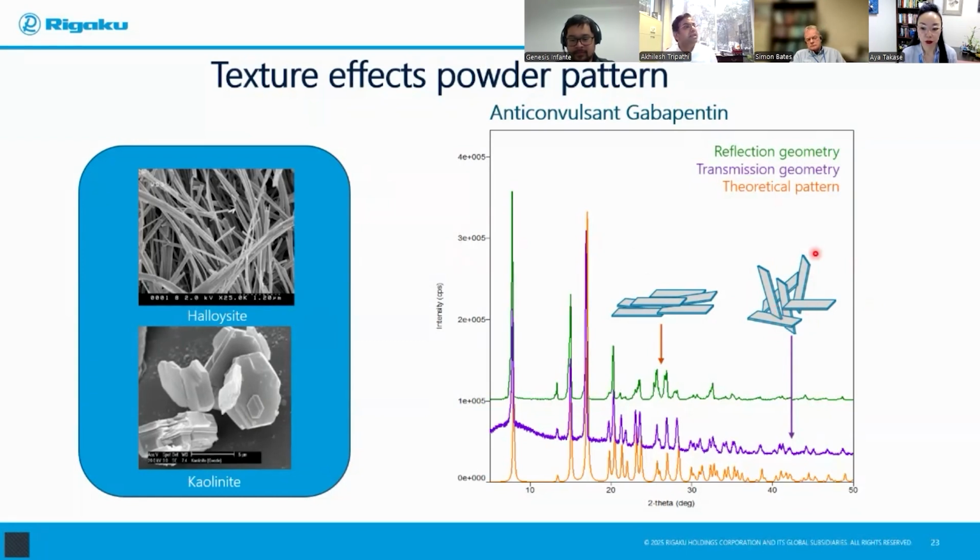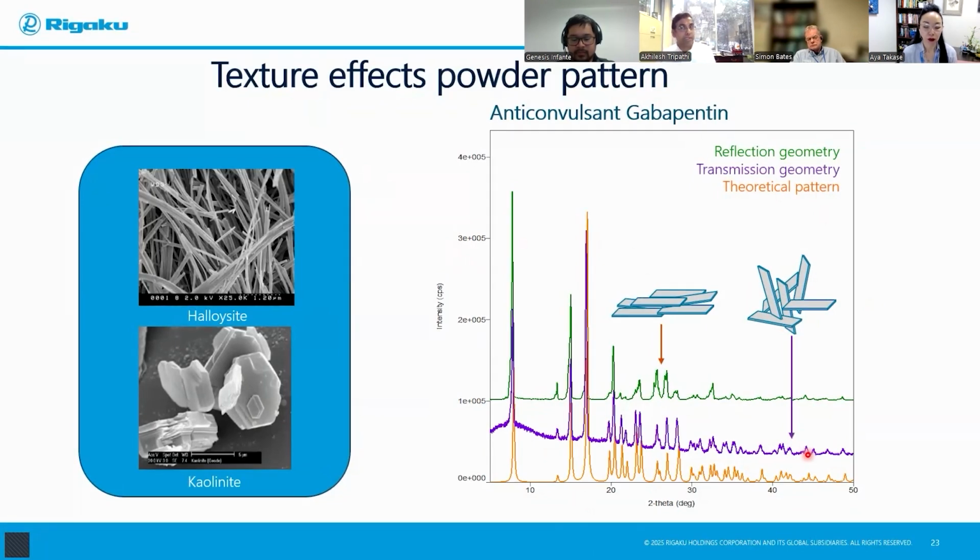For example, here in transmission geometry, we are more likely to see these edges also, besides the flat plate, and we will get closer to the theoretical pattern, which is in orange. The purple pattern looks closer to the theoretical pattern. And as we manufacture drugs, for example, a simple aspirin, we have seen this: there is a lot of preferred orientation.